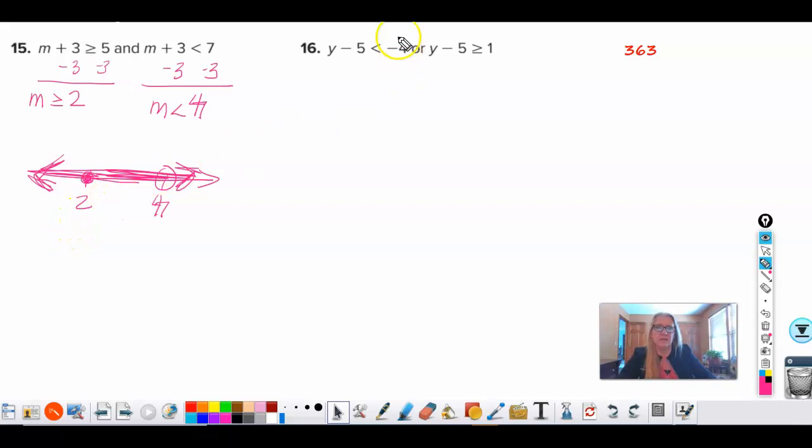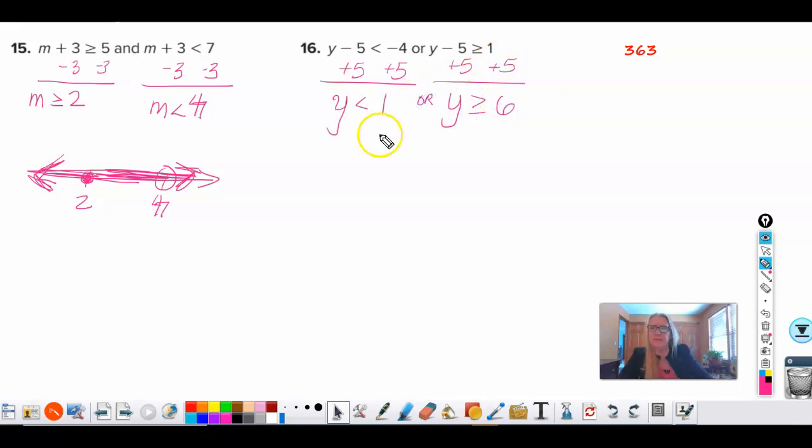That's because of my mom's fault. She's distracting me. Okay, let's do the or one. All right, so I want to get y by itself. I want to add 5 to both sides. She's really old, so it's kind of like, I hope she's not sick. Y is less than 1. Over here, we want to add 5 to both sides. And that gives me y is greater than or equal to 6, and this is an or, okay?